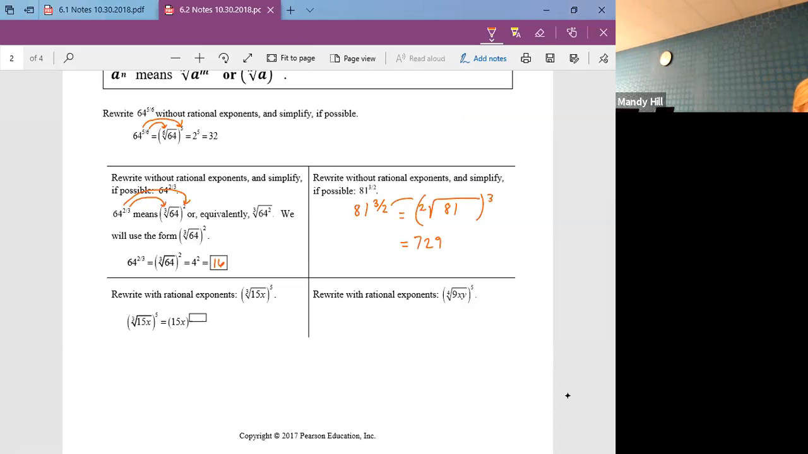Okay, this is going to be 15x, and then it would be 5/3, going backwards. So 15x to the 5/3 x. This one would be 9xy to the 5/4.